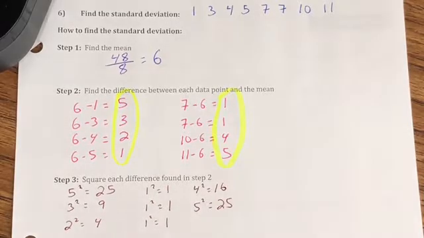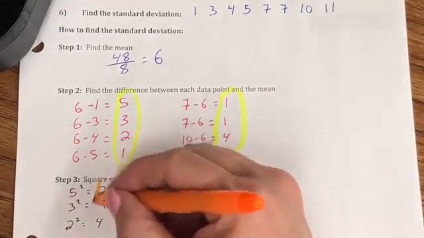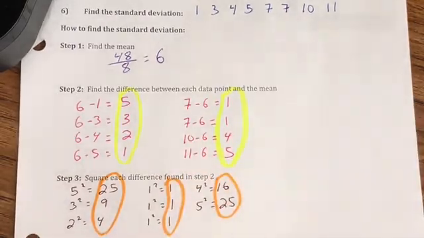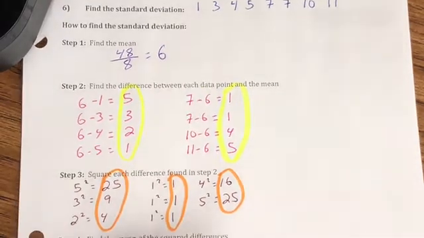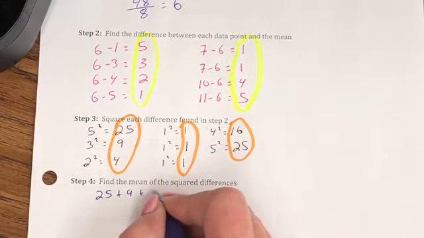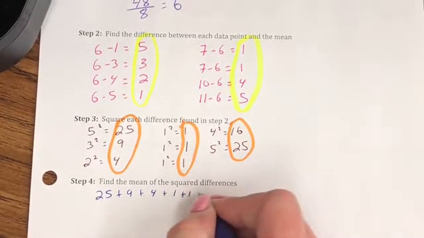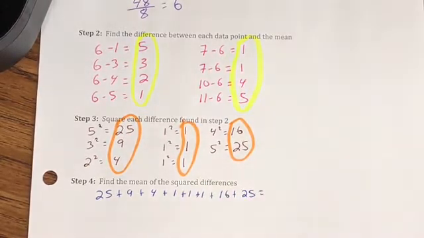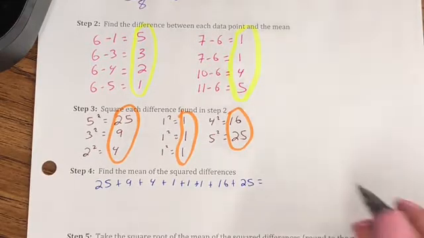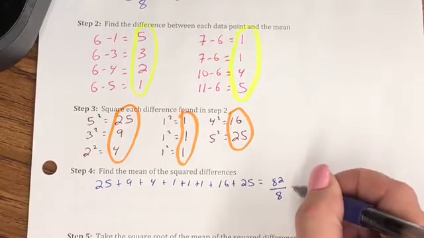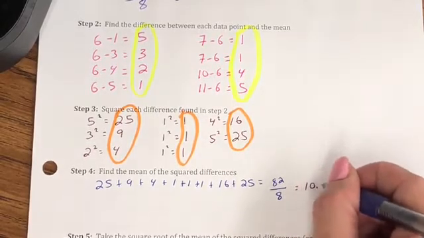Now I'm going to take each one of those, and we're going to find the mean of those numbers now. So we're going to add them all together. So I'm going to take 25 plus 9 plus 4 plus 1 plus 1 plus 1 plus 16 plus 25. And when I add all those together, I get 82. Then I divide by how many there are, which are 8, and I get 10.25.